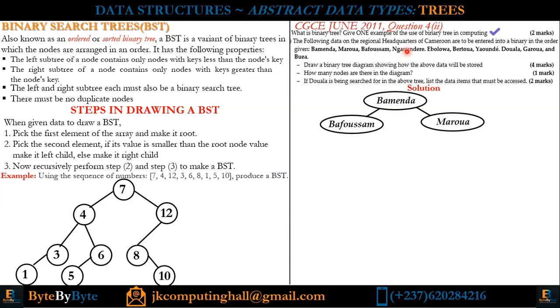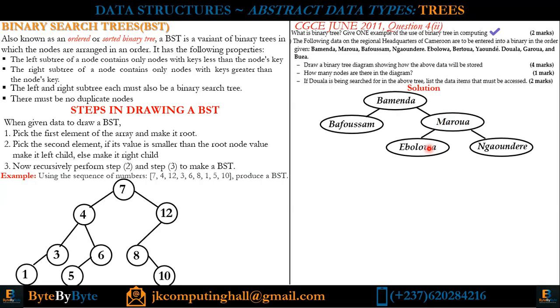The next one is Ngaundere. N is above B. So we come here. When you compare N and M, we know that N comes after M. So this is where Ngaundere is, to the right of Marwa. Then we have Ebolowa. E comes after B. When you come here, E comes before M. So this is where Ebolowa is going to be.